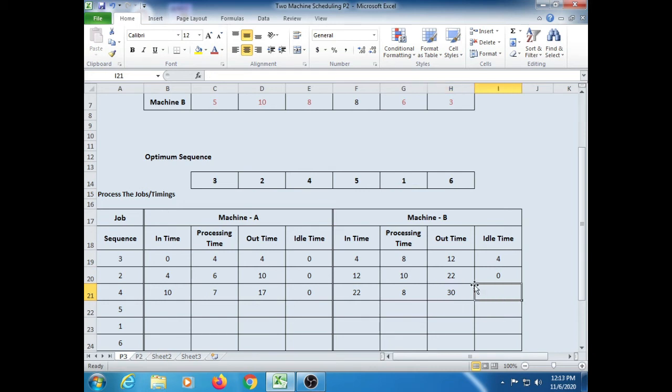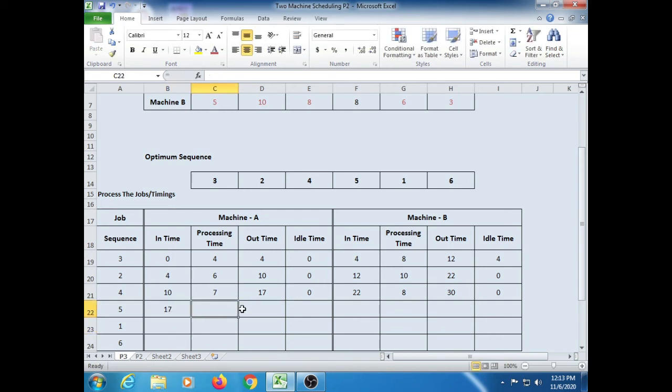So what is the idle time? For calculating the idle time, it is the previous job out time minus the present job in time of the same machine. Here we are calculating the idle time for machine B. That is 0, right. For processing the next job, how do we take the in time here? The previous job out time will become the present job in time.